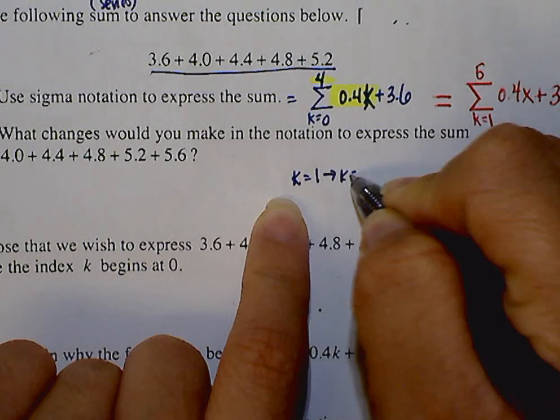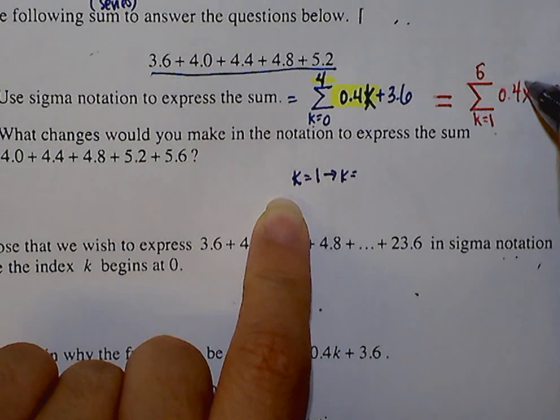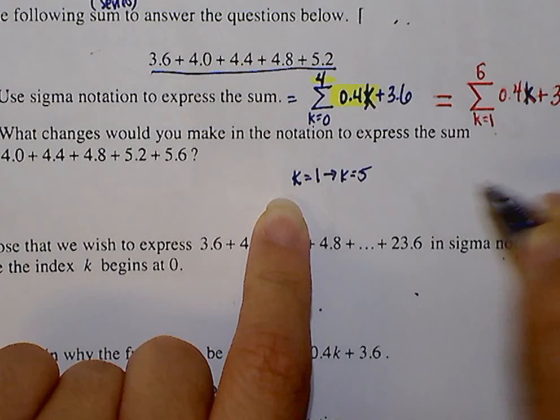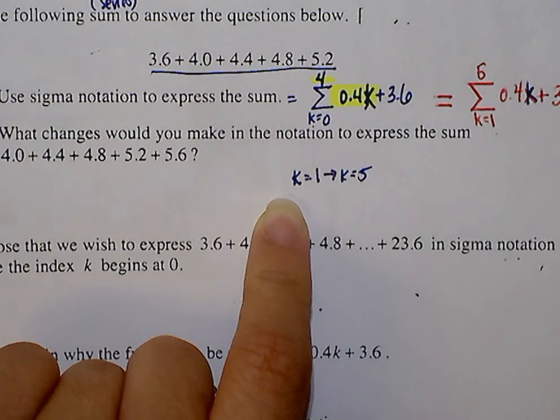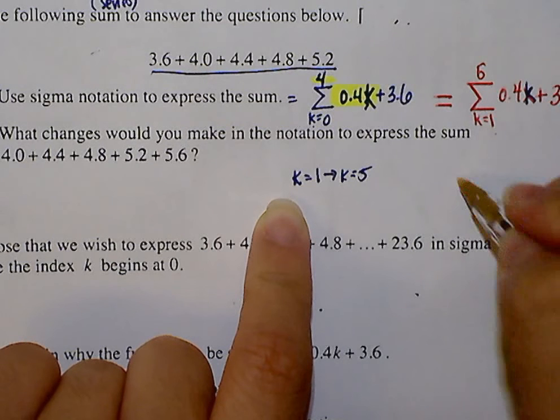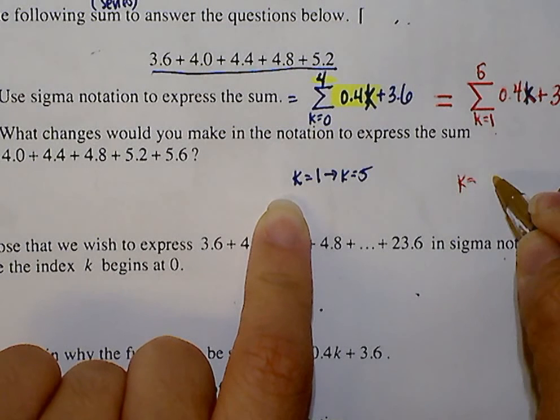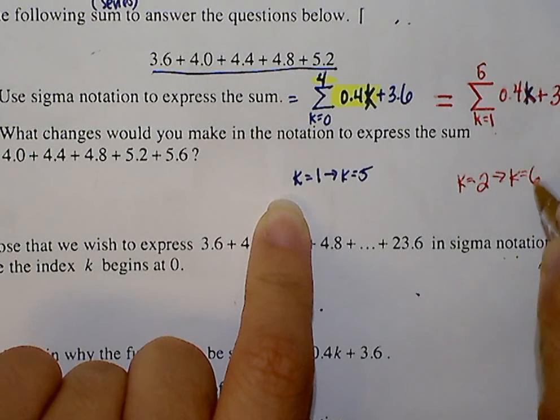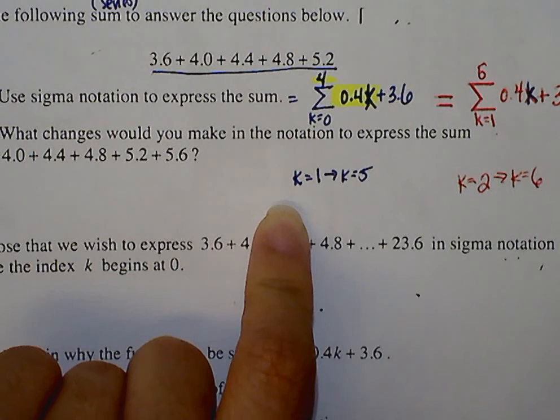Oh, thank you. 1 to 5. And over here, your K would be from... What? It would go from 2 to 6. See that? Does that make sense, y'all? No?